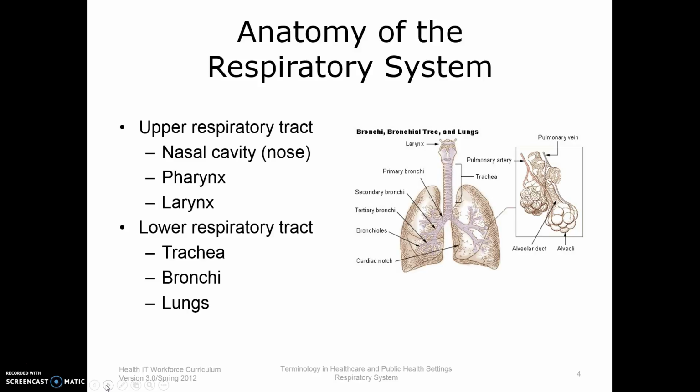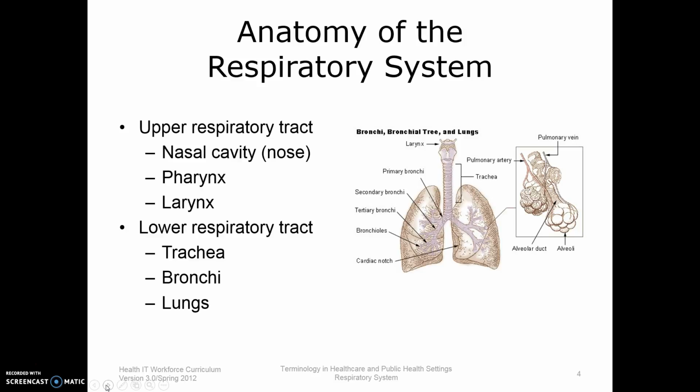Now let's take a closer look at the anatomy of the respiratory system. The nasal cavity or nose is the external portion of the respiratory tract. The nose filters small particles out of the air and warms and humidifies the air breathed. It is also the primary organ for the sense of smell.